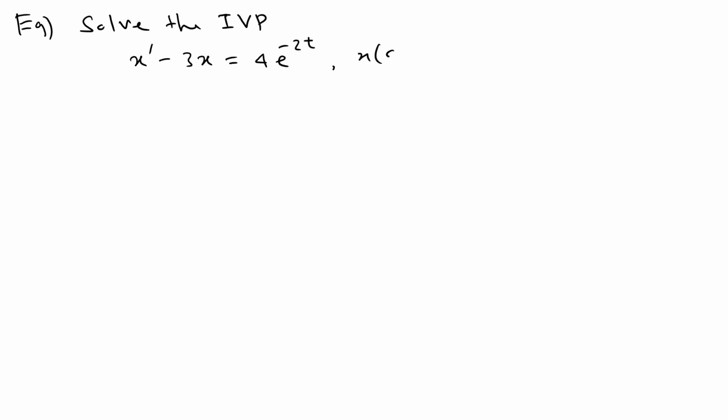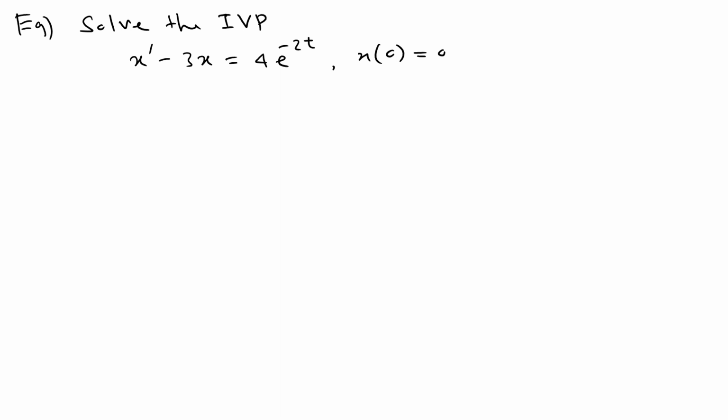So let's do this problem. Let's say solve the IVP, the initial value problem, x prime minus 3x equals 4e to the negative 2t, along with x(0) equals 0. So that's the problem we're trying to do.